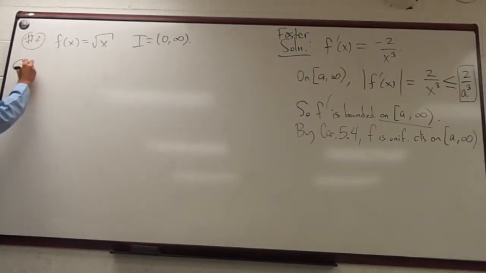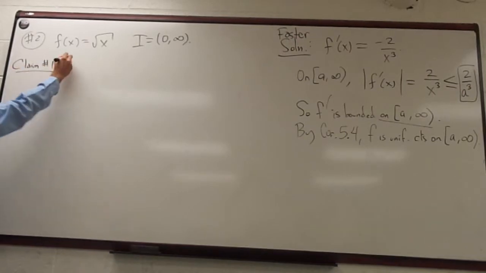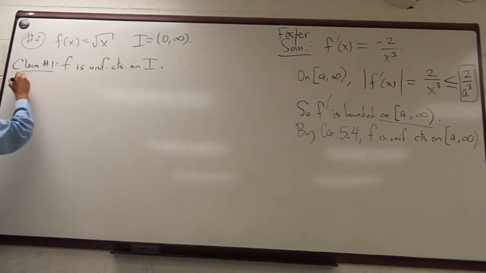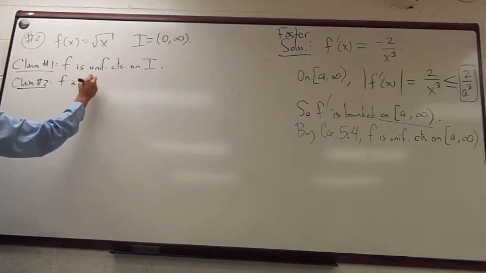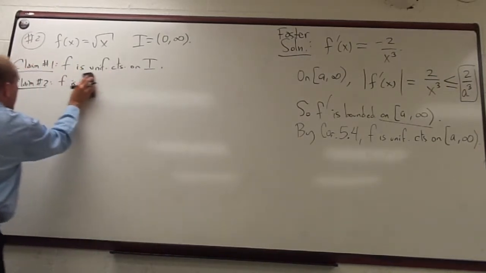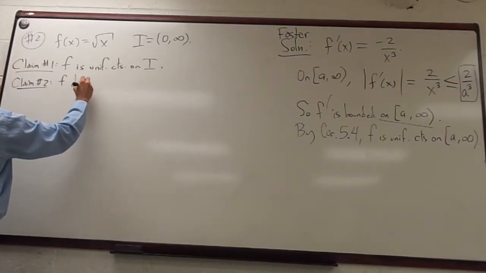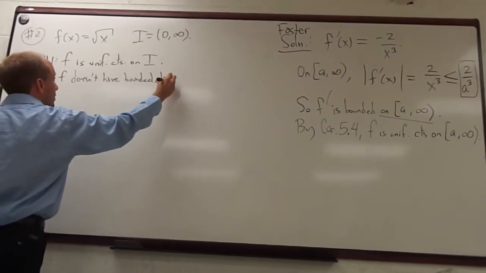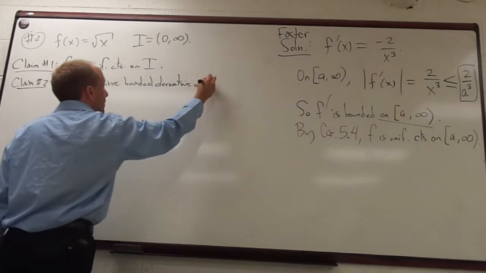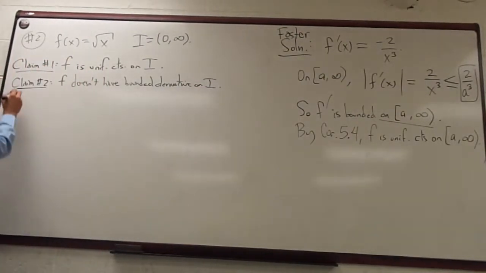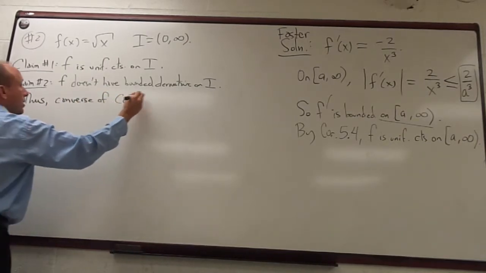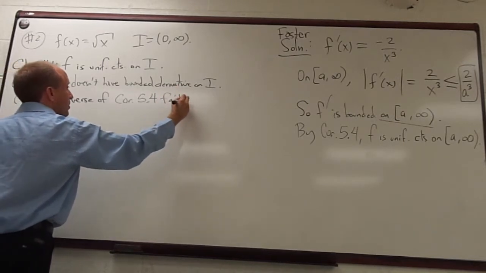Then there's two things here that we want to claim. The first claim is f is, in fact, uniformly continuous on I. And then the second claim is, well, I should say f does not have bounded derivative on I. So thus, the converse of corollary 5.4 fails.